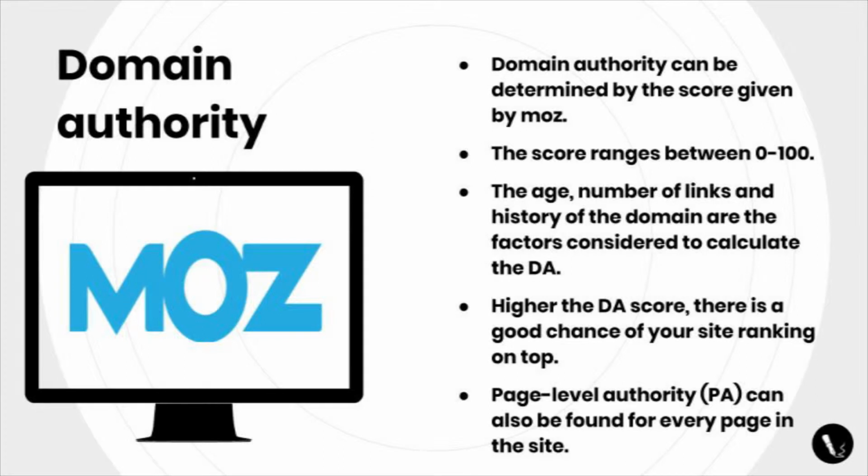Domain authority. It is the measure of power given to a domain name, and it is an important search engine factor. Domain authority is a score given by Moz. The score ranges between 0 to 100. The age, number of links, and the history of the domain are important factors considered to calculate the domain authority. The higher the domain authority score you have, there is a good chance of your site ranking on top. Page level authority can also be found in every page of the site.